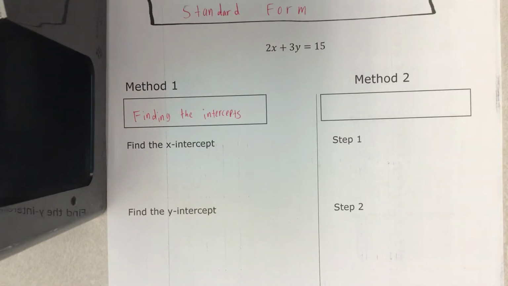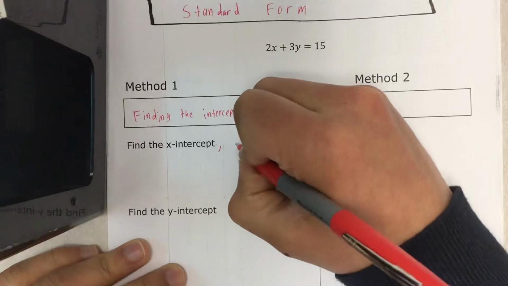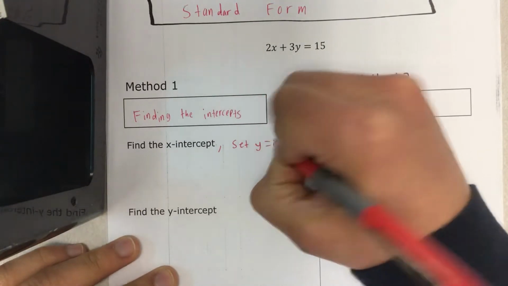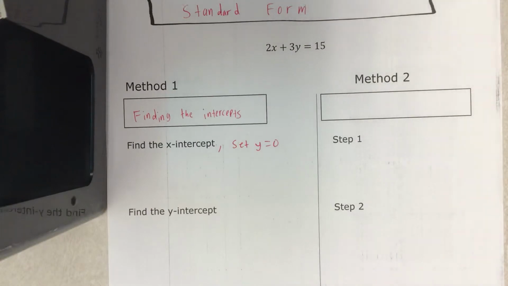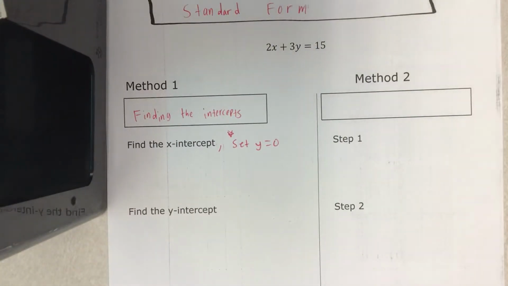So to find the x-intercept, there's really one step that we do. And this is really important. So to find the x-intercept, we set y equal to 0, okay? That is a big thing. So you can put a little star by this or something. When you want to find the x-intercept, you must set the y equal to 0.